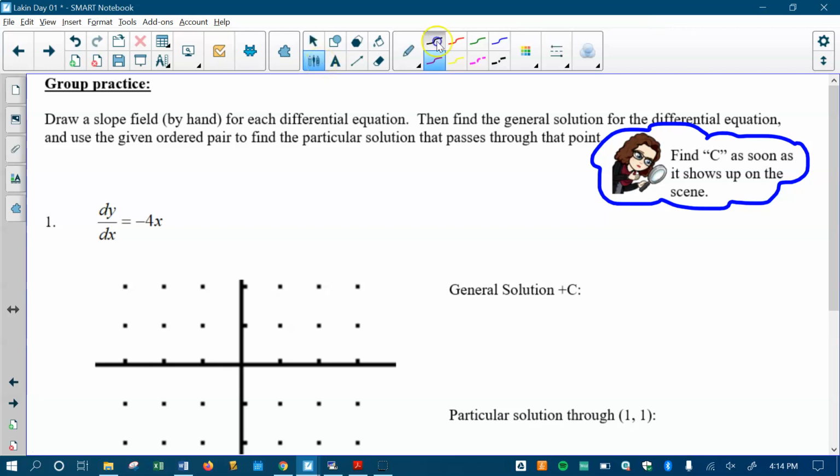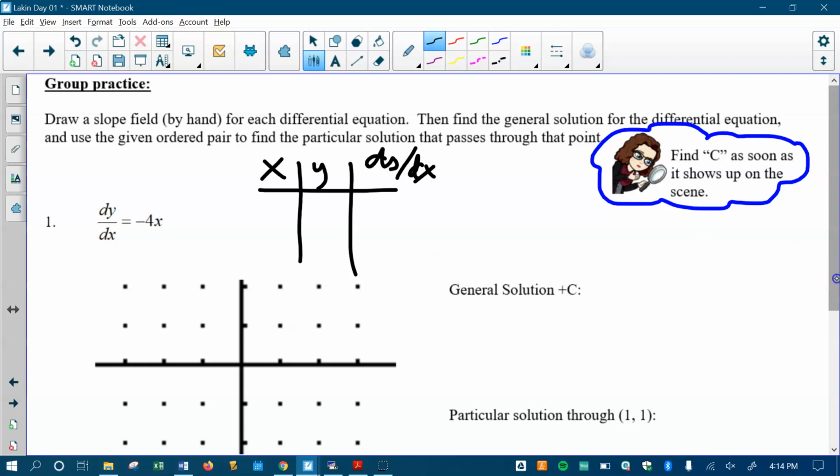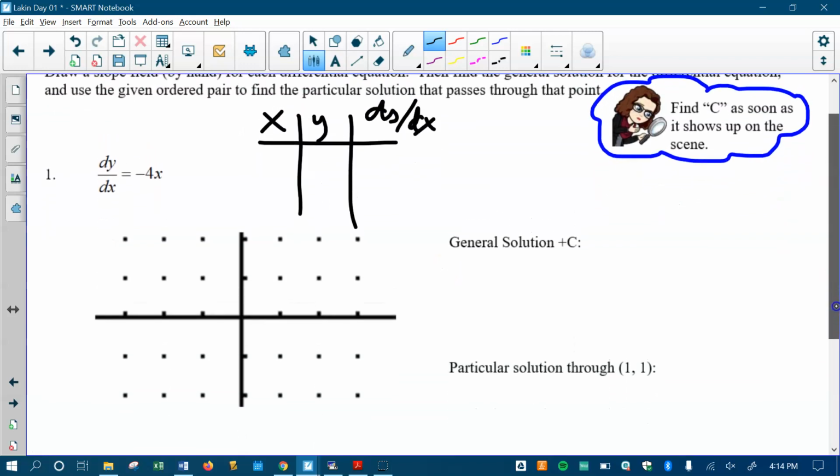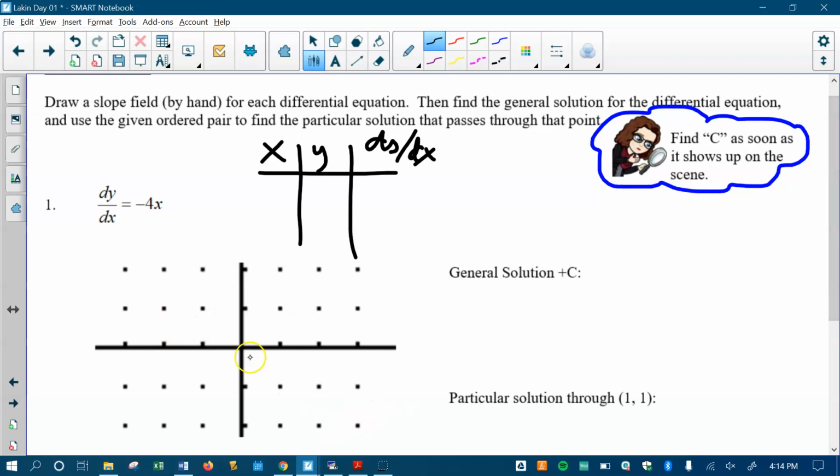In class, I made you guys an x, y, dy/dx table just to plug in some values. So let's go ahead and do that. We can plug in any number that we want, but we do have to plug in every single lattice point, every single point that you see here. If we plug in x equals 0, there is no y value. This derivative is not dependent on y, so we can cross this off. When we plug in 0, we get 0, which is great news for us, because anytime x equals 0, no matter what the y value is, we're going to get a slope of 0, and a slope of 0 is a horizontal line, which is why I'm drawing these horizontal tangents here.